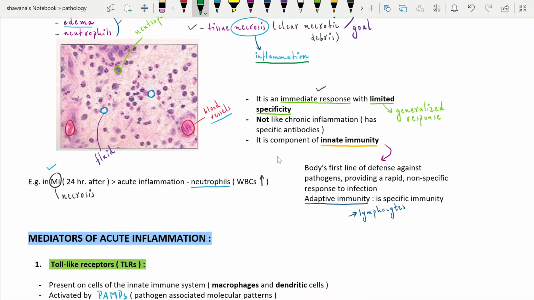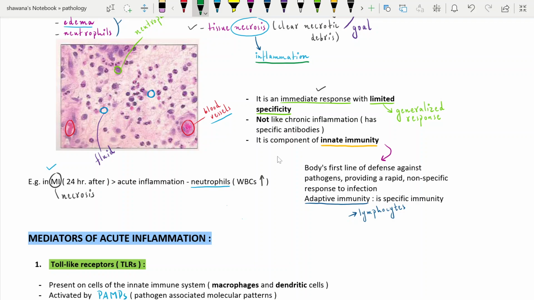Other important properties for acute inflammation: it is an immediate response, and it has limited specificity. It means that it is a generalized response, it is not a specific response, in contrast to chronic inflammation that has lymphocytes, and lymphocytes have B and T types. The B lymphocytes produce specific antibodies, immunoglobulins, against the antigens, but in case of acute inflammation, the response is not specific. It's more towards a generalized response, and it is a component of innate immunity.